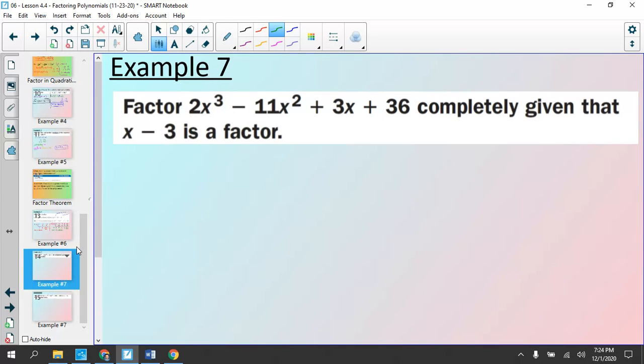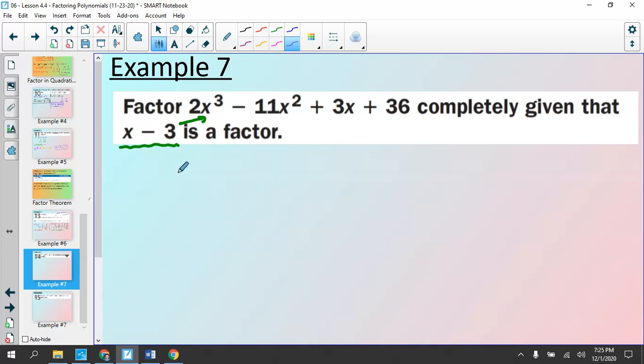So now it's basically telling us that this is a factor. This goes into this. And you're like, okay, that's awesome. Sweet. But we can use that information to help us factor this completely. So follow with me here on this one, and then we'll do one last. Oh, I've got 2 example 7s. I'll keep my fingers crossed. Maybe they're both the same. This is probably example 8. We'll see. So use synthetic division.